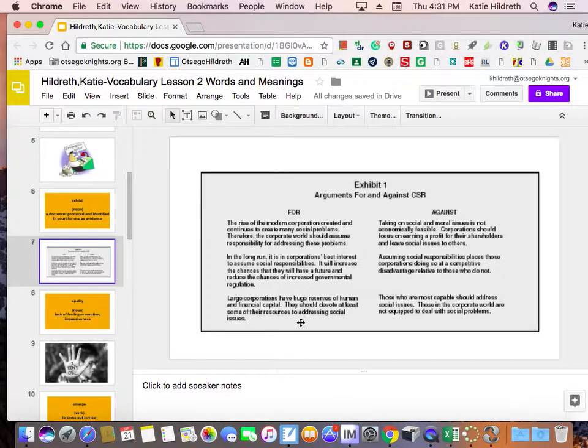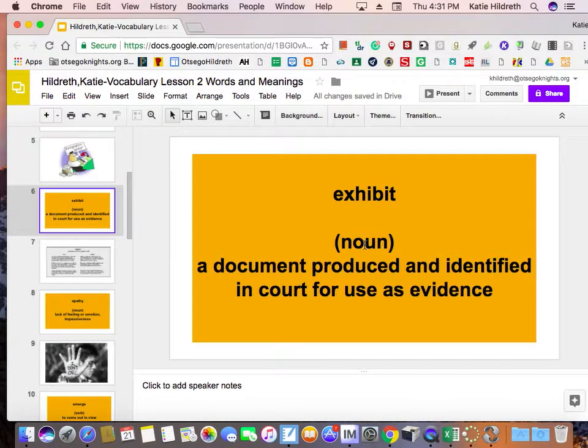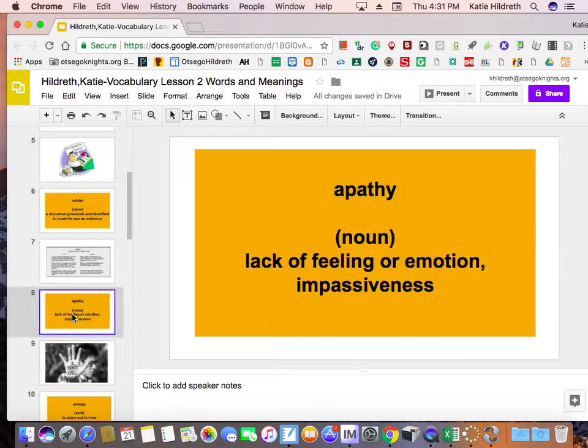And it gives us a list of those arguments that are for it or that approve of it, and those arguments that are against it. Okay, so exhibit can have multiple meanings. In this case, it's a noun, and it's a document produced and identified in court for use as evidence. Our next word is apathy. Apathy is also a noun, and it means lack of feeling or emotion, impassiveness.